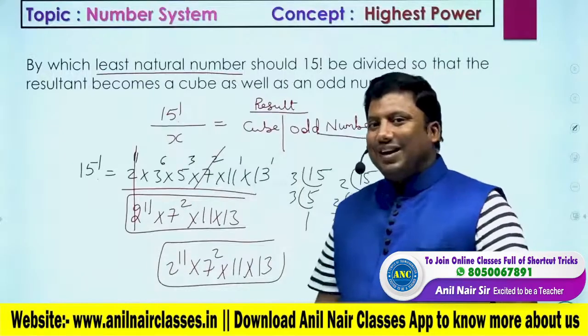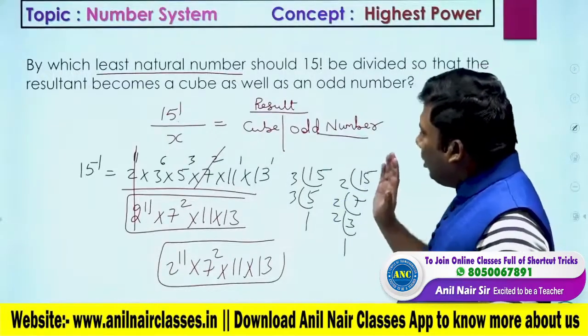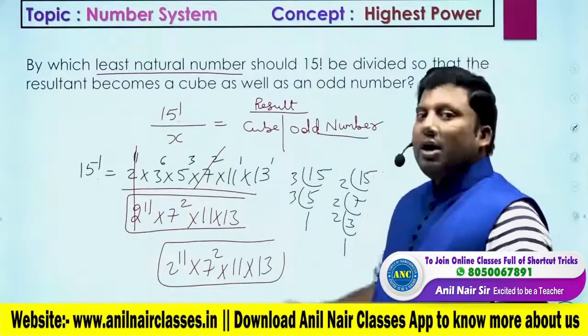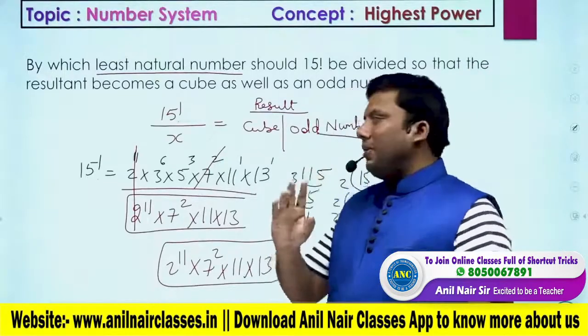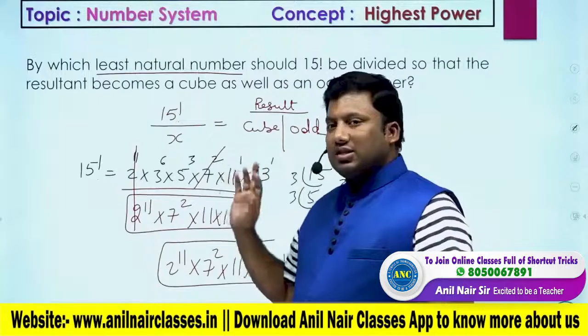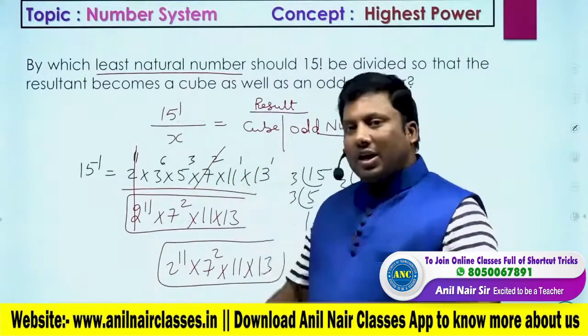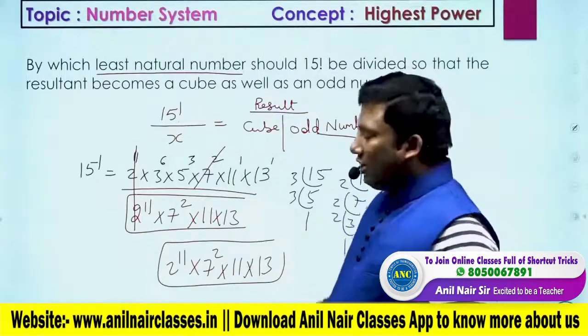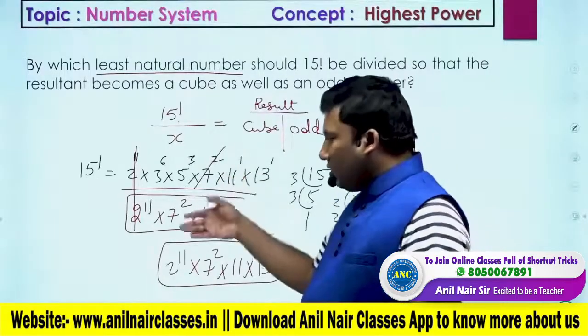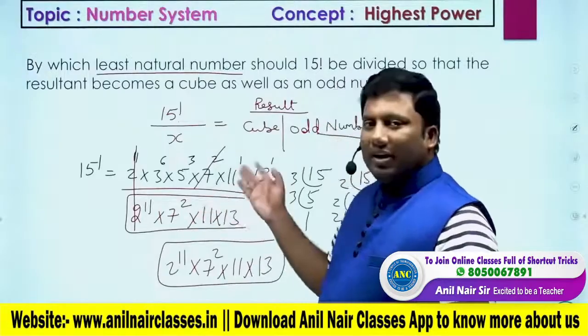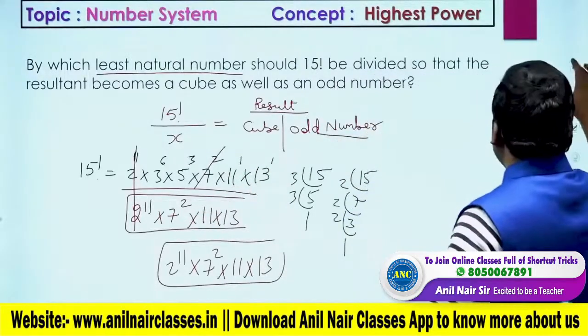The resultant becomes a perfect cube as well as an odd number. A perfect cube means the powers should be a multiple of 3. 6 is a multiple of 3, 3 is a multiple of 3. It should become a perfect cube. 7 power 0. Divide by 7 square, divide 11, divide 13. Idea clear? Next one.